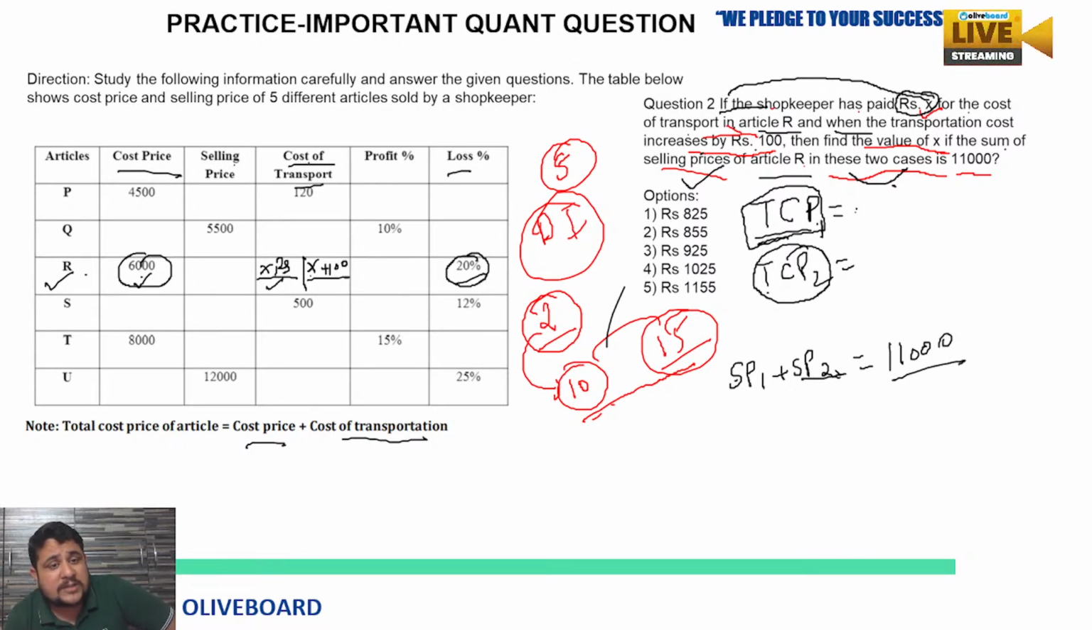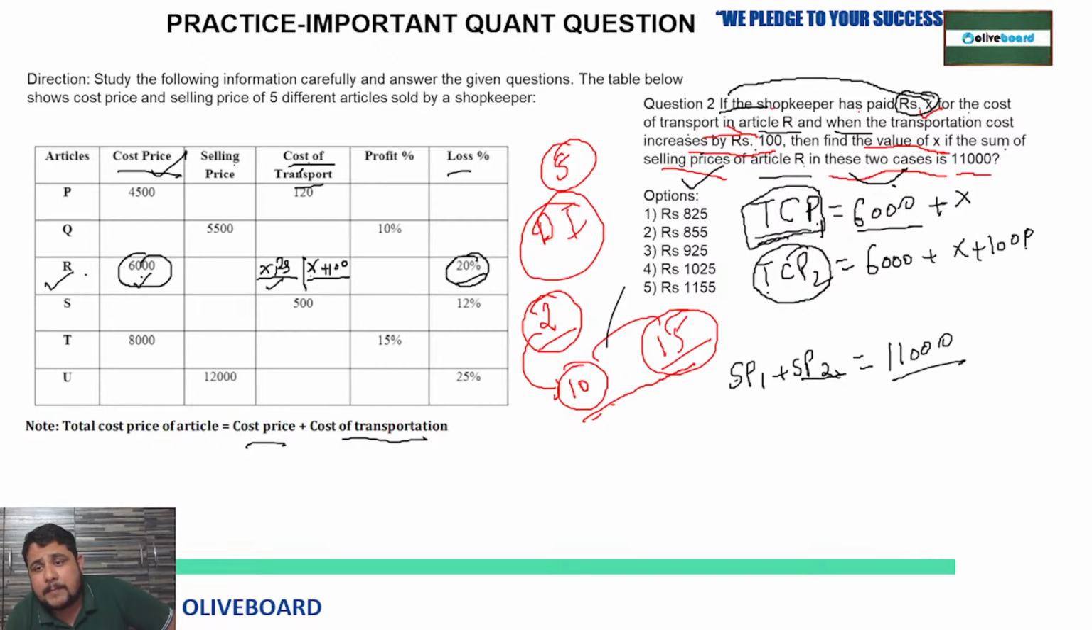So you know the cost price, that is 6,000. Because the total cost price is cost price plus cost of transportation. In case 1, the cost of transportation is X rupees. In case 2, it is how much? 6,000 plus X plus 100. Remember this.